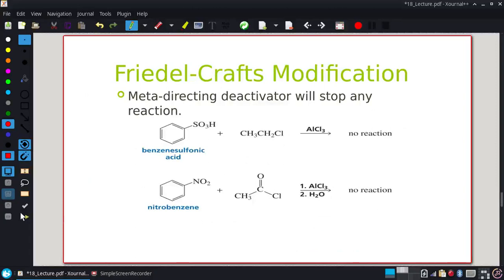Friedel-Crafts needs to be modified as well, because it turns out I can't put an R group on a ring with a deactivator. So if I try to put this in there with my aluminum chloride, but I have a deactivator on the ring, I get nothing.